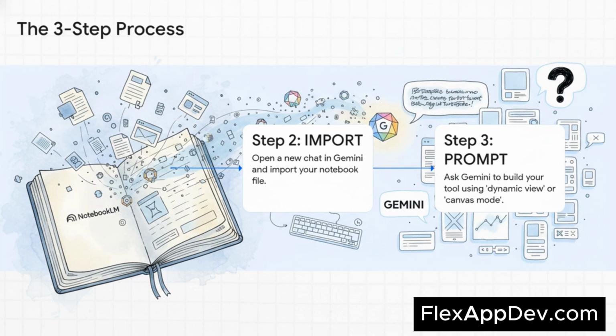First, you're going to load up a NotebookLM notebook with all your source material. This is basically the brain of your app, all your PDFs, research, docs, whatever. Step 2, you just hop over to Gemini and import that notebook. And the last step, you just tell it what to build. That's it, a simple text prompt.